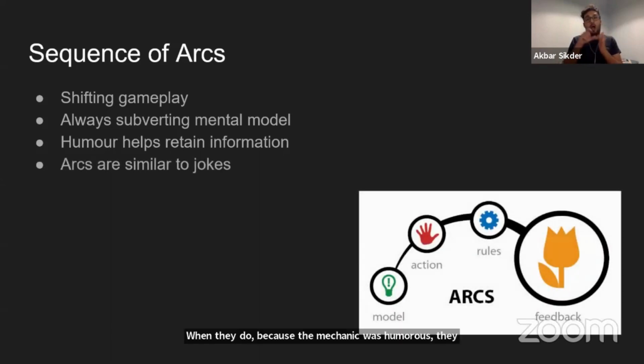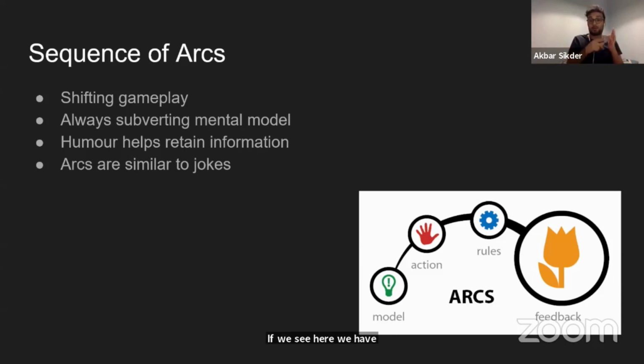Also, arcs are just similar to jokes. So if we see here, we have the model and the actions almost serving as the setup, and then the rules and the feedback serving as the payoff for each of the jokes.